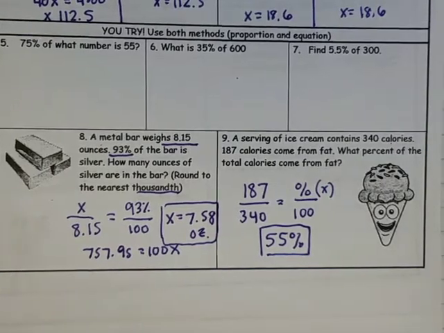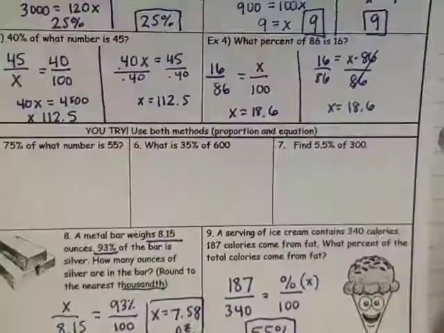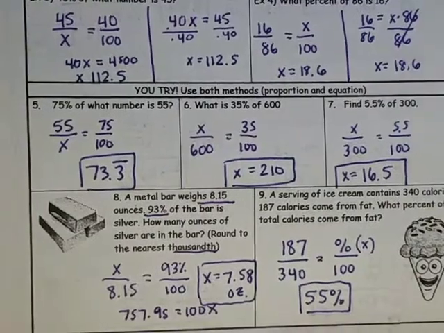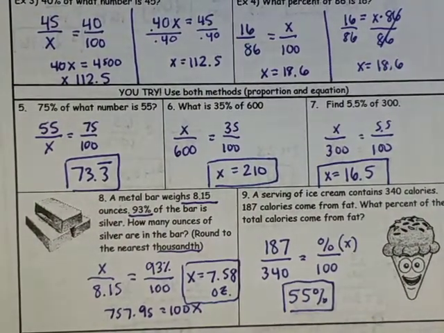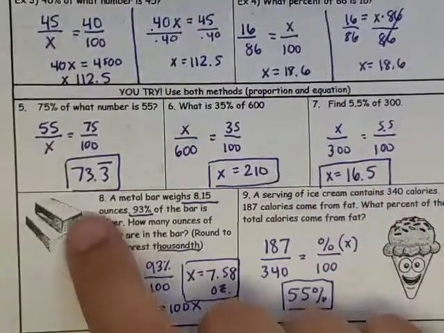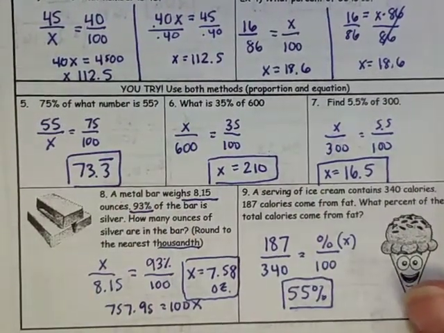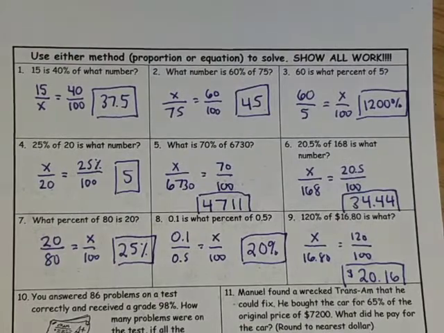All right, so now what you're going to do is pause the video, and then you're going to complete the 3 questions here, and then you're also going to do the questions on the back. And then I will put the answer key up in just a moment. All right, here are the answers for numbers 5, 6, and 7. And if you notice, I used the proportions for each of these. And then over on the back side, here are the answers for numbers 1 through 9.